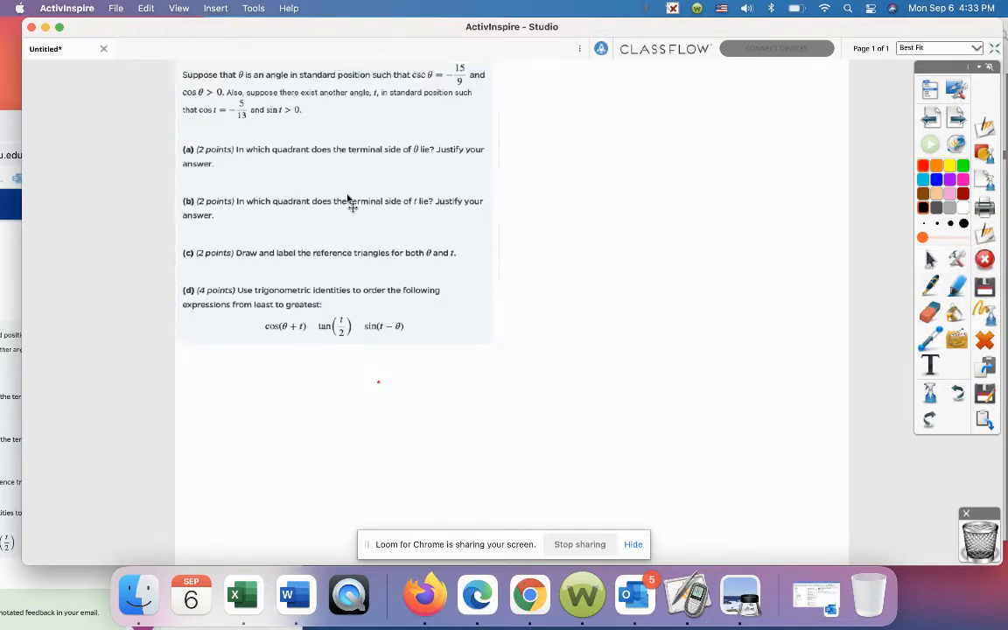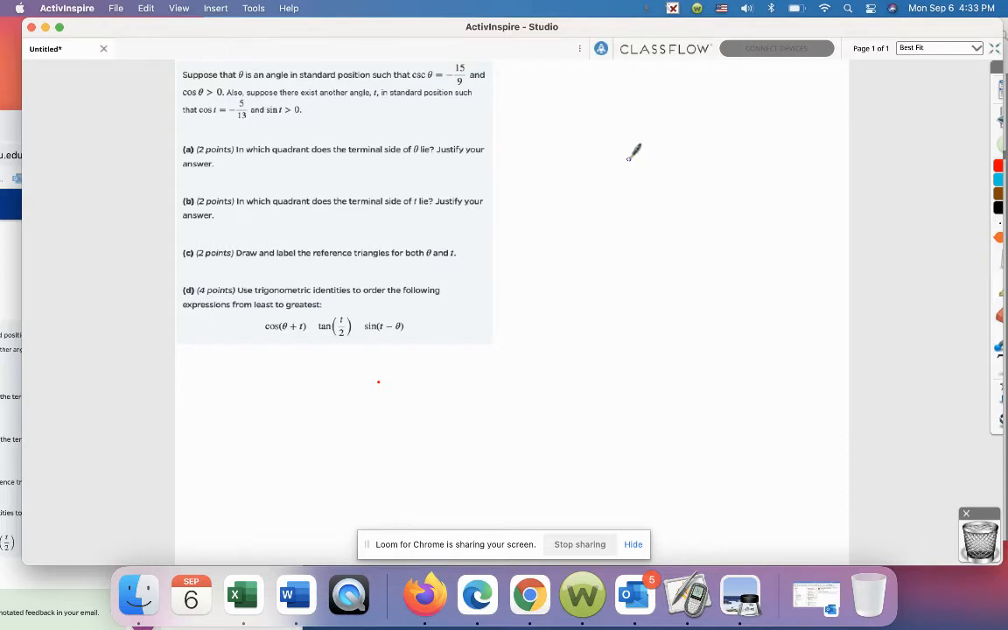So as I talk about things and you don't know what I'm talking about, you may want to pause and say, I need to learn the unit circle. And I can talk about that with you as well. But here, it says suppose that theta is an angle in standard position.